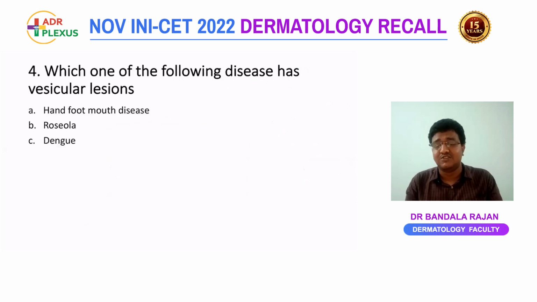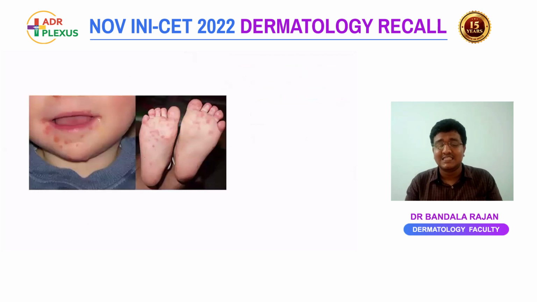The next question asked was, which of the following diseases has vesicular lesions? The options given are hand, foot, mouth disease, roseola, dengue. In hand, foot, mouth disease, this is a patient of hand, foot, mouth disease. Here we can see multiple erythematous papules and a few vesicles.